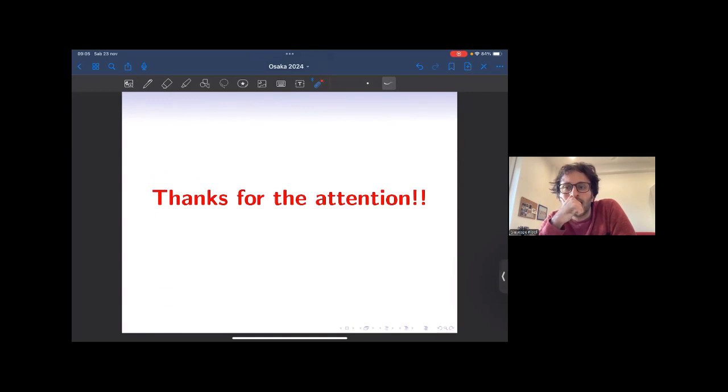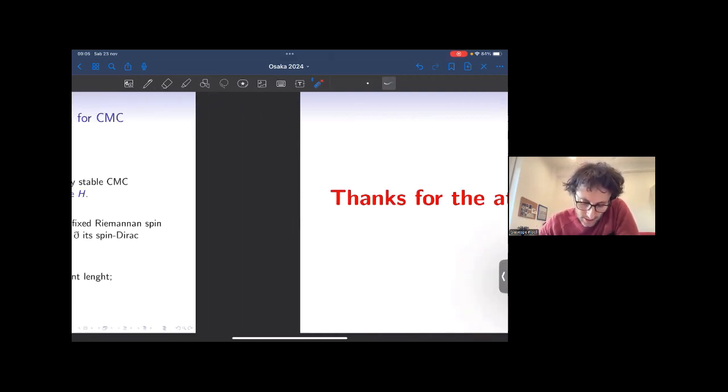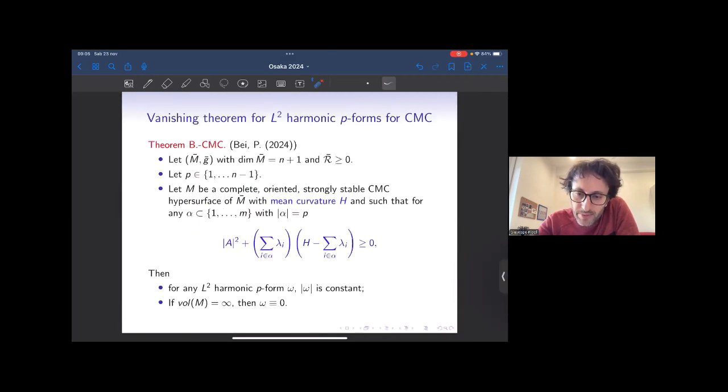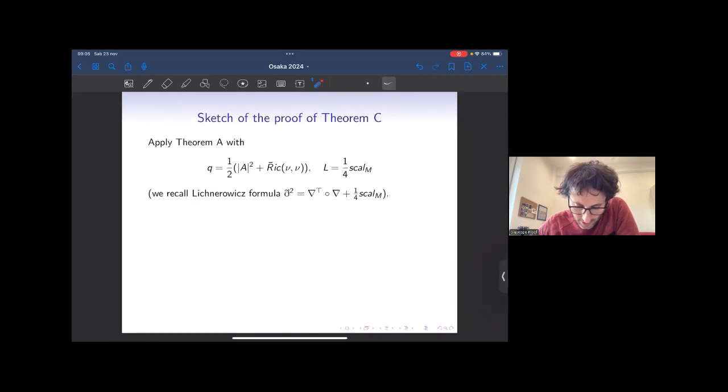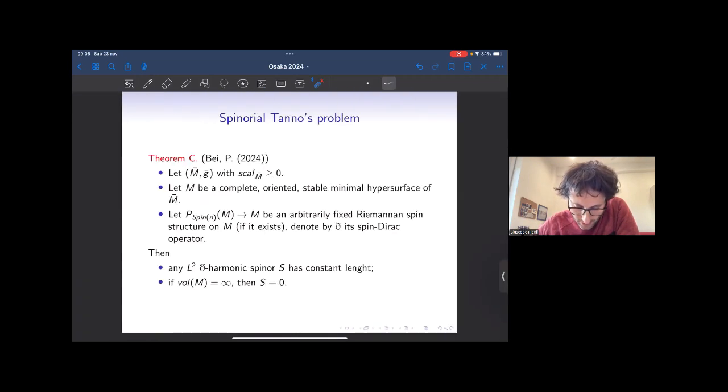Yes, I have a question. Can you hear me? Yes, please. By the spinorial Tanno result, can you say something about topology on a stable minimal hypersurface? Can you obtain some topological conclusion from the vanishing? Yes, of course, yes.